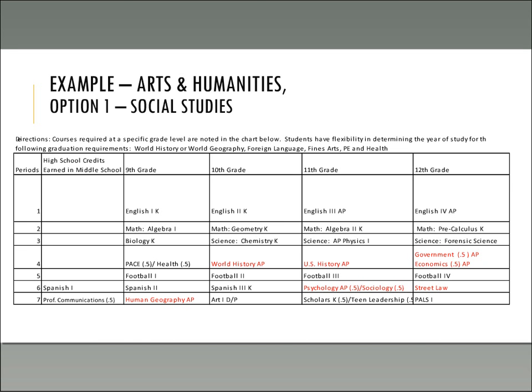And notice how in freshman year, this student chose to take Human Geography AP. I will let you know for those students who are interested in taking AP courses, remember how I told you that mostly those are only offered for juniors and seniors? Well, if you're interested and up for the challenge in taking an AP course as a freshman, you can take AP Human Geography, and that can be substituted for World Geography L or K.